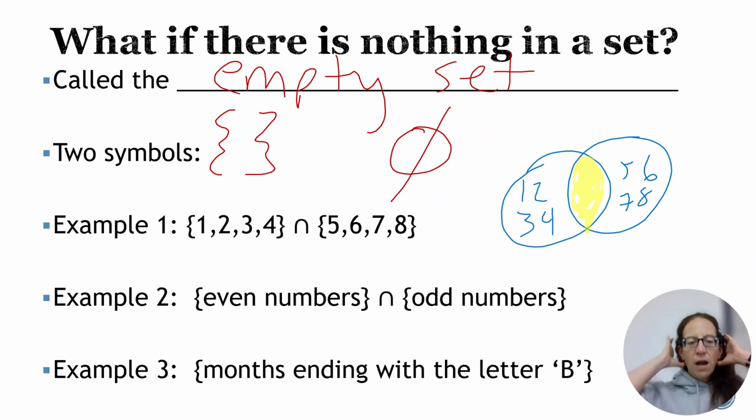A second example would be the even numbers intersected with the odd numbers. And that's an interesting example because those are both infinitely big sets. There's an infinite number of even numbers, an infinite number of odd numbers, but they don't have anything in common. So infinitely big, nothing in common. And the last one, just so you don't think it's always an intersection, a third example could be months ending with the letter B. Of course, that's in English. So if we go to another language, maybe something would end in a B, but in English, nothing ends in the letter B. So that set of months ending with the letter B is an empty set.